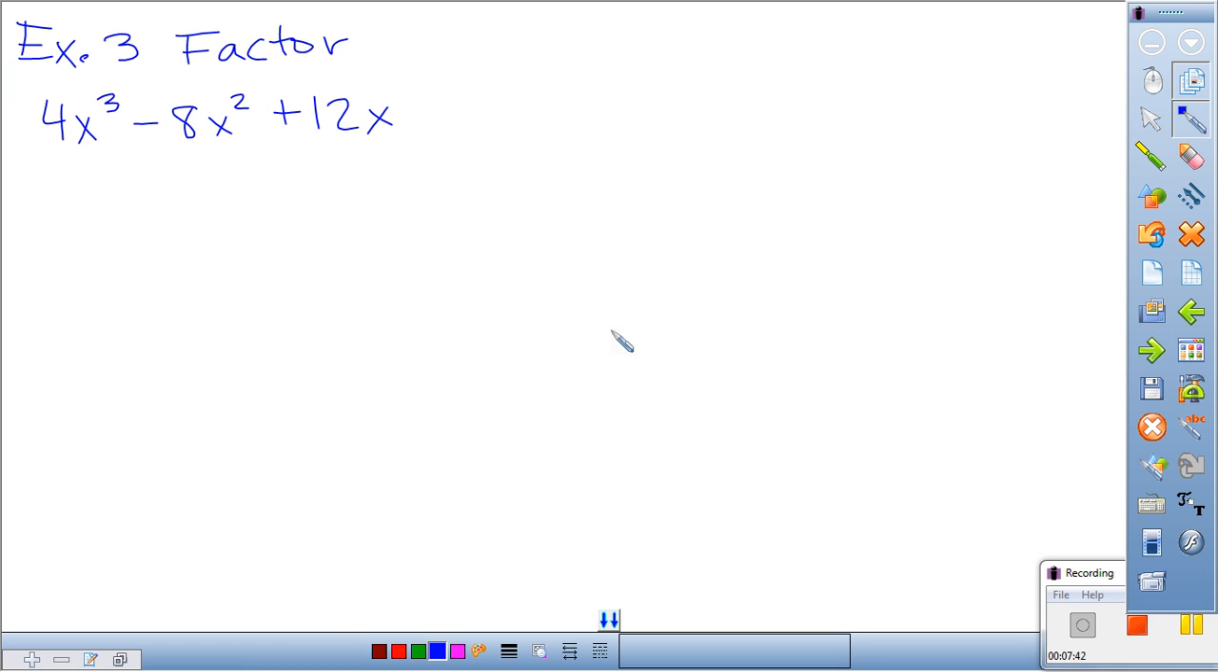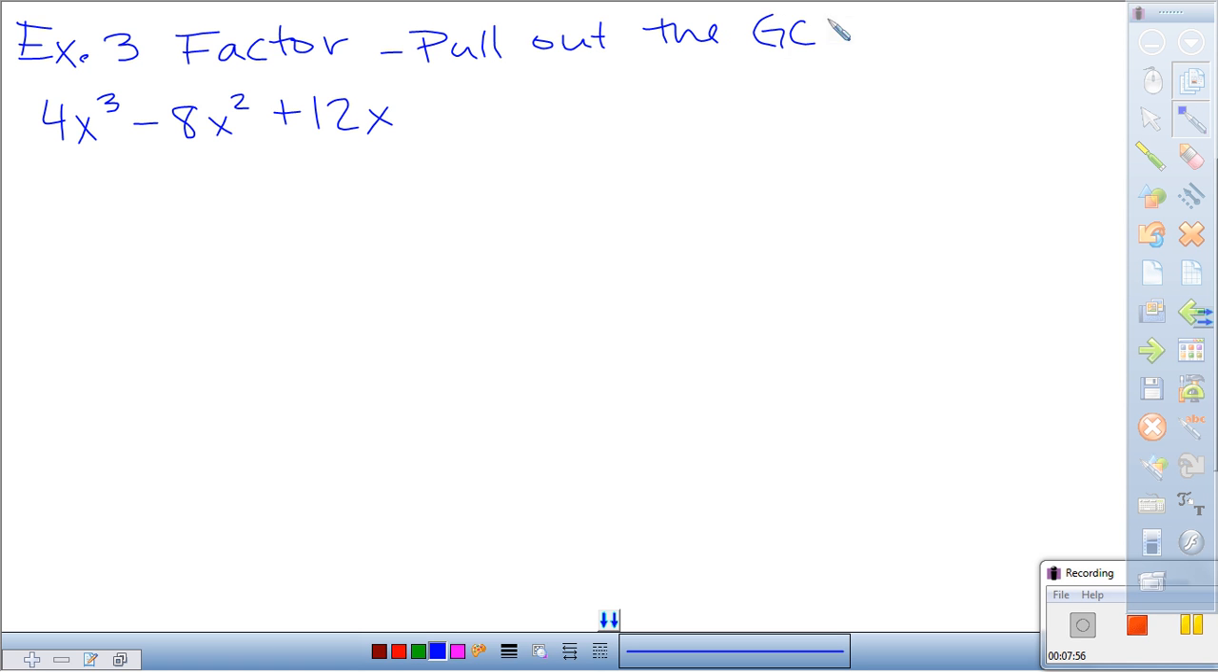All right, moving on to our last example, example 3. Now they want us to factor this trinomial. By factoring it, they mean pull out the GCF. If we pull out the GCF, we will have factored this trinomial. Basically, we're going backwards from example 1. So let's first find our GCF.